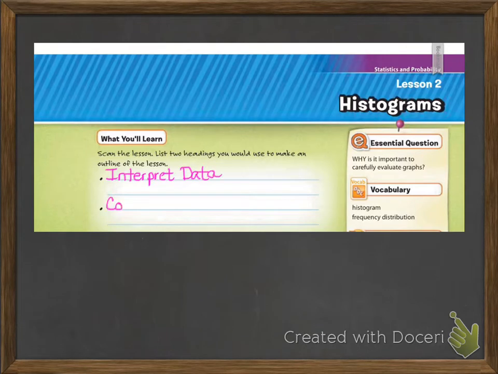So we're going to start with talking about two things that we're going to do in this section. We're going to be interpreting data from an actual histogram, and we're also going to be constructing a histogram, which is the same thing as saying we're going to be making a histogram.